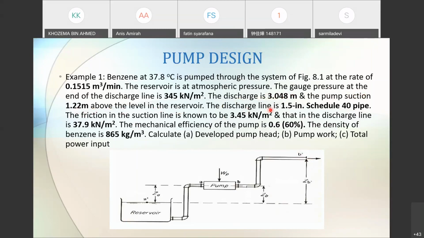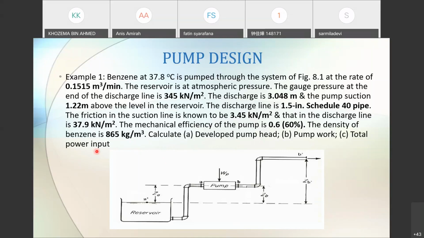The discharge line is 1.5 inch schedule 45. The friction in the suction line is known to be 3.45 and in the discharge line is 37.9. The mechanical efficiency of the pump is 0.6 or 60%, and the density of the benzene is 865 kg per meter cube. So calculate A, the developed pump head, B, the pump work, and C, the total power input.